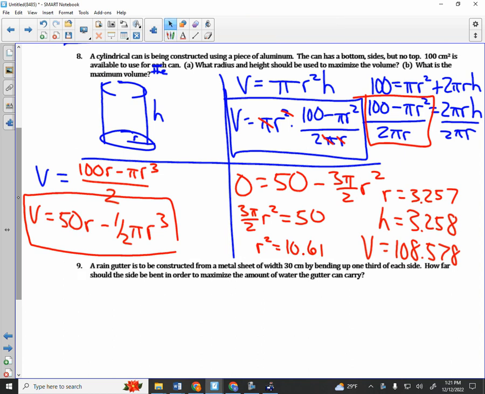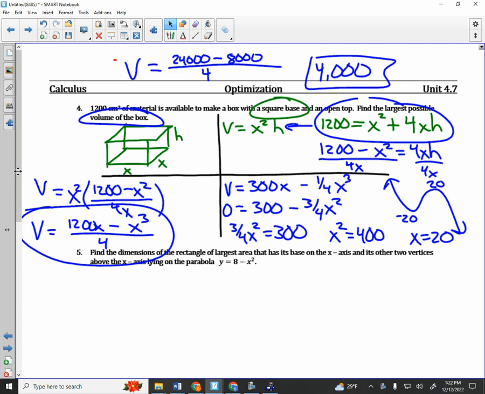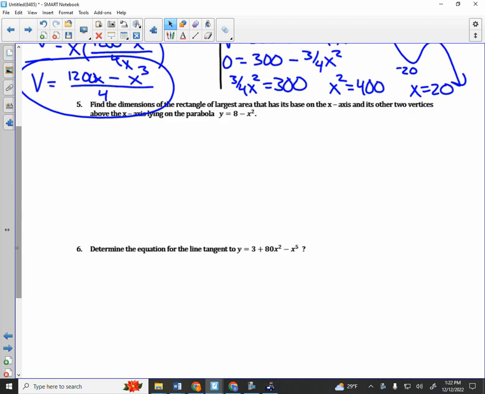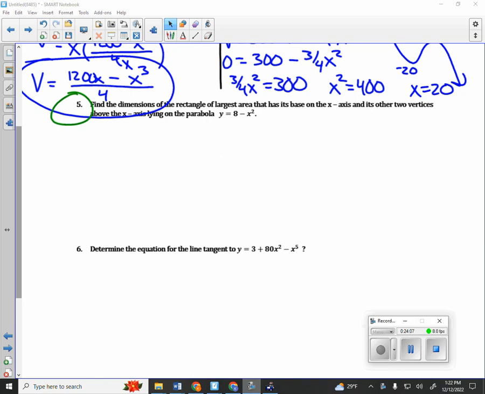Okay, I didn't want to move on to new stuff because I want to make sure we saw that piece. We're going to spend one more day on optimization, but it is possible that we have a snow day tomorrow. If we have a snow day tomorrow, your assignment is to give number 5 a look.